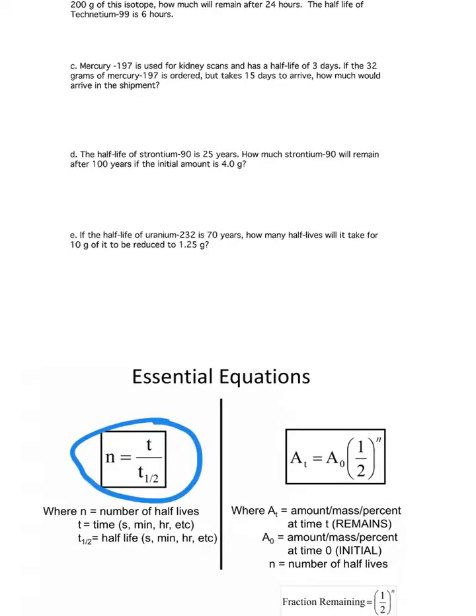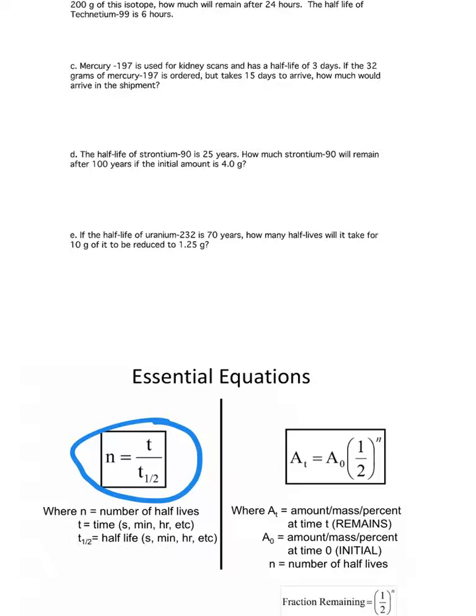And that's n equals t over t 1/2, where n is the number of half-lives. How many half-lives have you gone through in a given amount of time? t is the time that has elapsed in some unit of time, like seconds, minutes, hours, days, etc. And t 1/2 is the half-life for that particular atom, which could be in some unit of time as well.